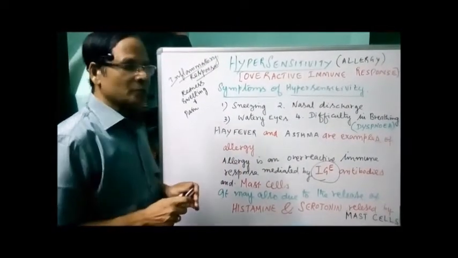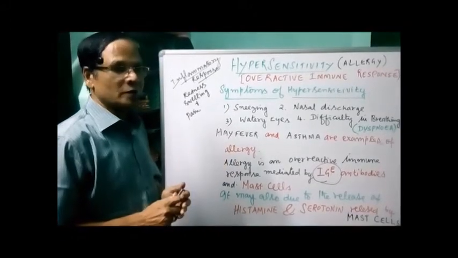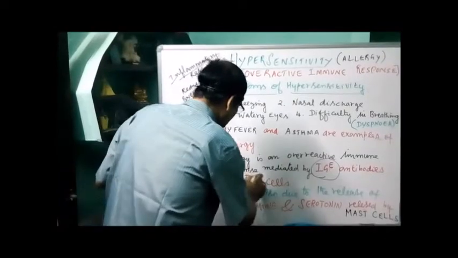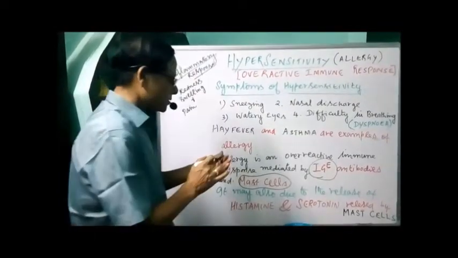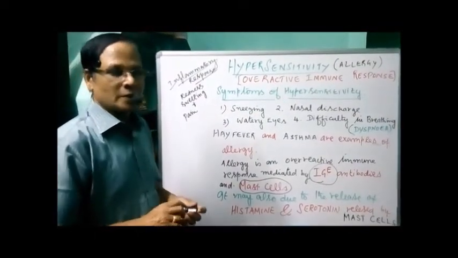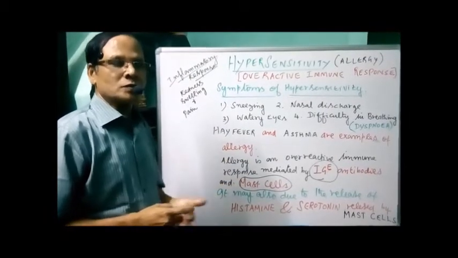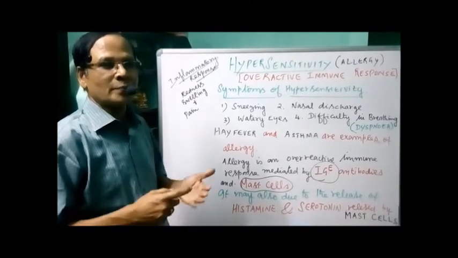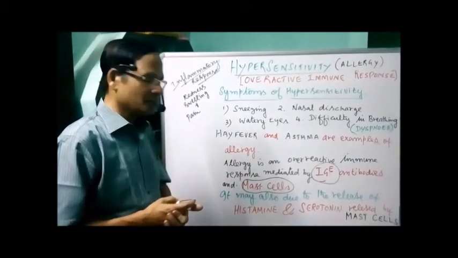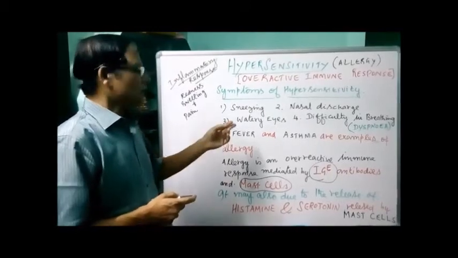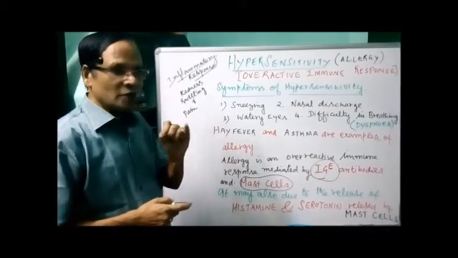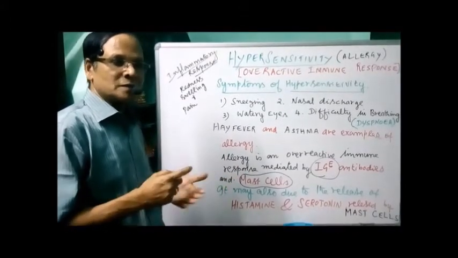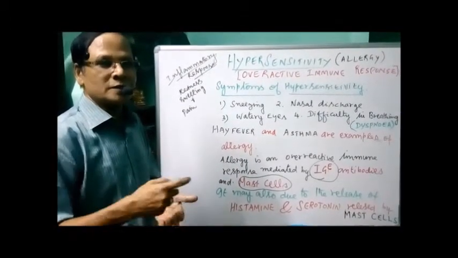So allergy is mediated by IgE antibodies, and also one type of cells in the connective tissue, what are called the mast cells. The mast cells are responsible for the release of some chemicals, the signaling molecules, for example histamine, serotonin, prostaglandins, even heparin also secreted by the mast cells. So the allergic reactions are mediated by IgE antibodies and also the mast cells. The mast cells release some chemicals which are involved in allergic reactions.